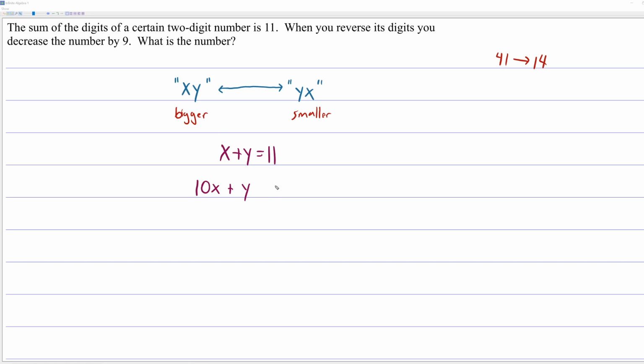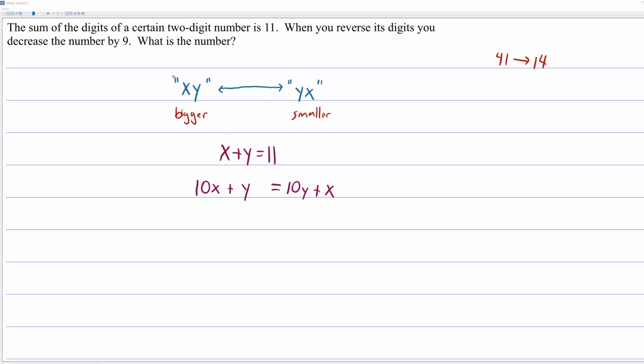Now, I'm going to write something down that's incorrect, and then we're going to fix it. The value of the reversed number is 10y plus x. So what I have written is obviously wrong. I'm saying that these two numbers are equal to each other, which they're not. The original number is bigger than the smaller number. So since my equation is, well, obviously incorrect, let's fix it.